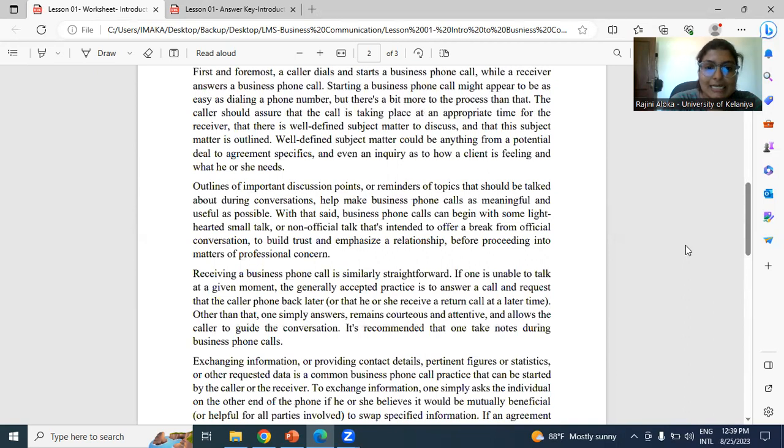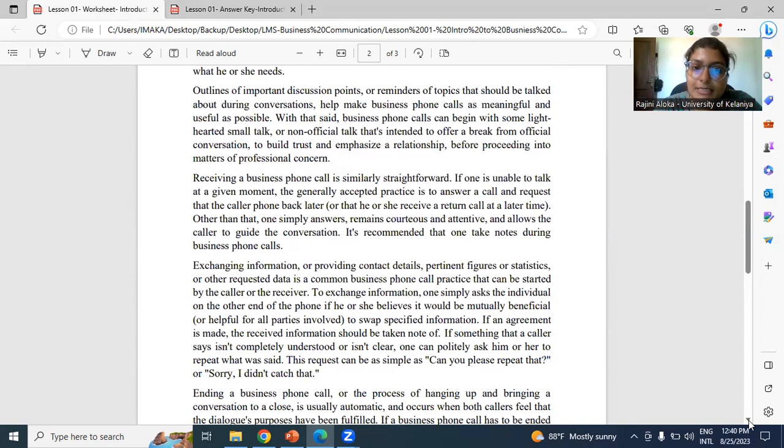First and foremost, a seller dials and starts a business phone call while a receiver answers a business phone call. Starting a business phone call might appear to be as easy as dialing a phone number, but there's a bit more to the process than that. The caller should assure that the call is taking place at an appropriate time for the receiver, that there is well-defined subject matter to discuss, and that this subject matter is outlined. Well-defined subject matter could be anything from a potential deal to agreement specifics, and even an inquiry as to how a client is feeling and what he or she needs.